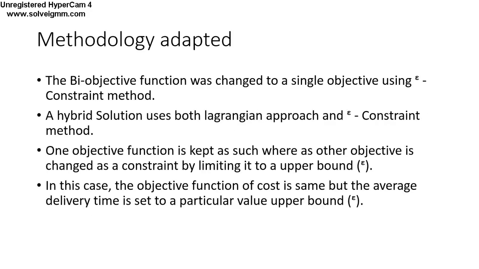The methodology they adopted in converting the bi-objective function to a single objective function is the epsilon constraint method. A hybrid solution uses both the Lagrangian approach and the epsilon constraint method. The epsilon constraint method keeps one objective function as such, and the other objective function is changed into a constraint by limiting it to an upper bound epsilon. In this case, the objective function of the cost is the same, but the average delivery time is set to a particular upper bound.